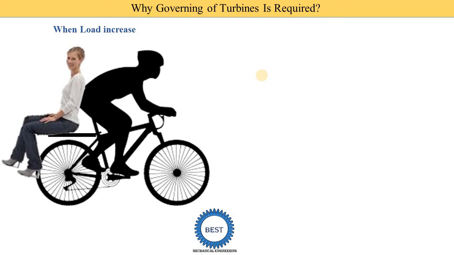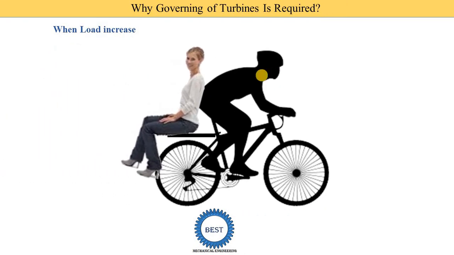The same thing happens on the bicycle. When someone sits on the bicycle, the speed is reduced, and we need to maintain the constant speed, so we need to pedal more. The same thing happens in the power plant.